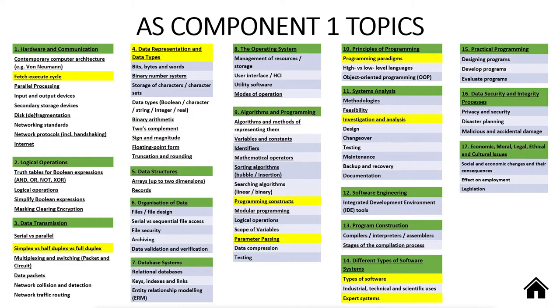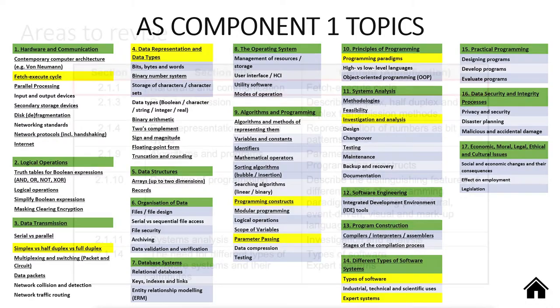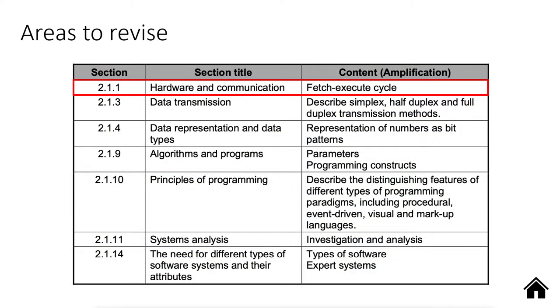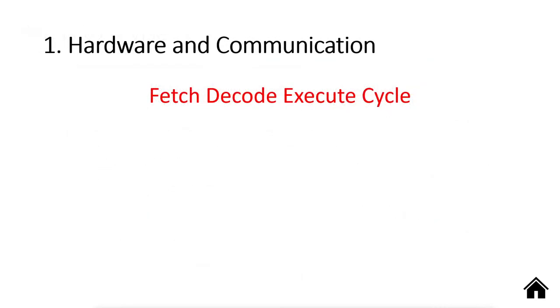We'd definitely be covering data representation and binary systems. We'd definitely be covering Boolean algebra. They are the bank. They are on every single paper that I've ever seen, and you need to hit those on a normal everyday paper. Okay, now then, moving on, let's have a look at our first one. We've got hardware and communication, focusing on the fetch, decode, execute cycle.